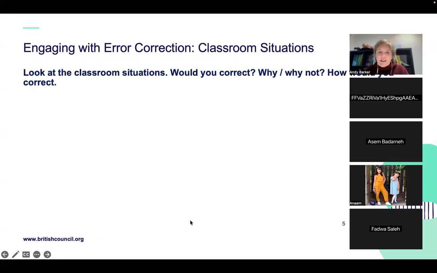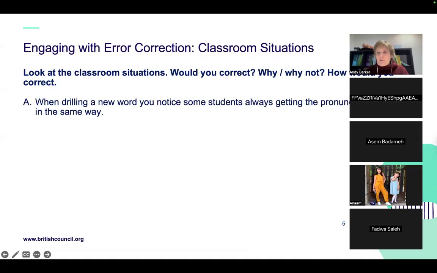So let's look at some situations in the classroom. Would you correct these mistakes? Why not? And how would you correct them? Let's see. The first one is this. Just read it for a minute.